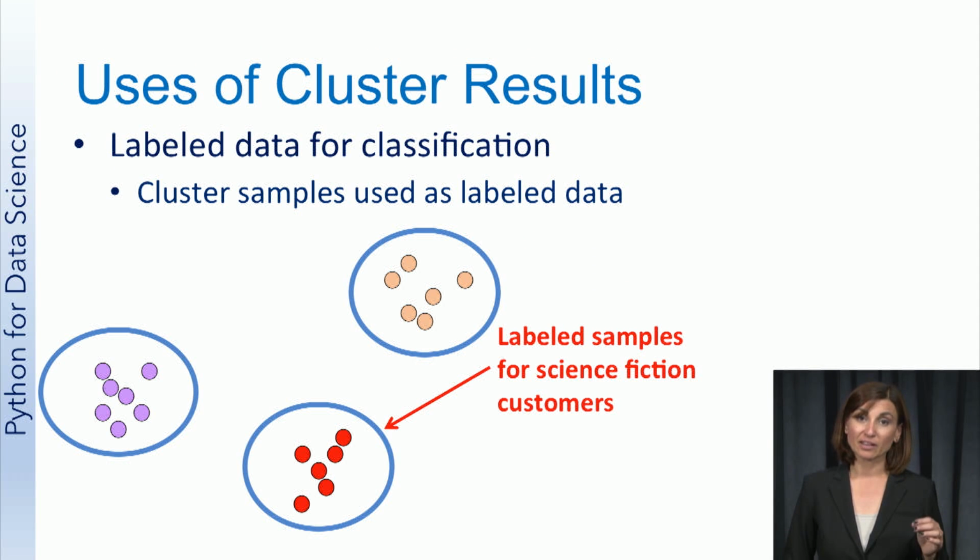Once cluster labels have been determined, samples in each cluster can be used as label data for another classification task. The samples would be the input to the classification model, and the cluster label would be the target class for each sample. This process can be used to provide much needed label data for classification.